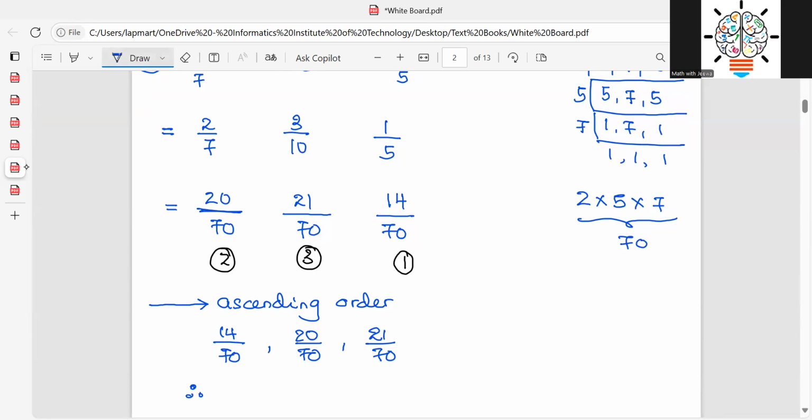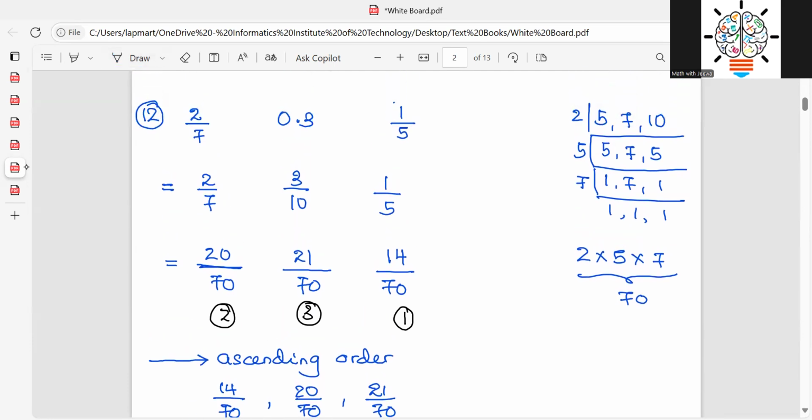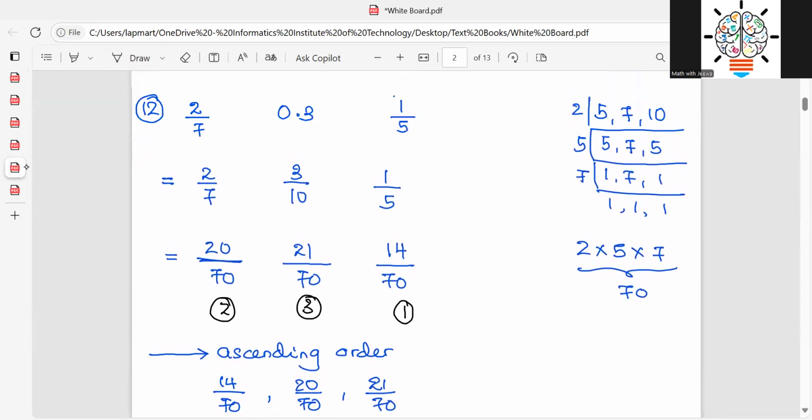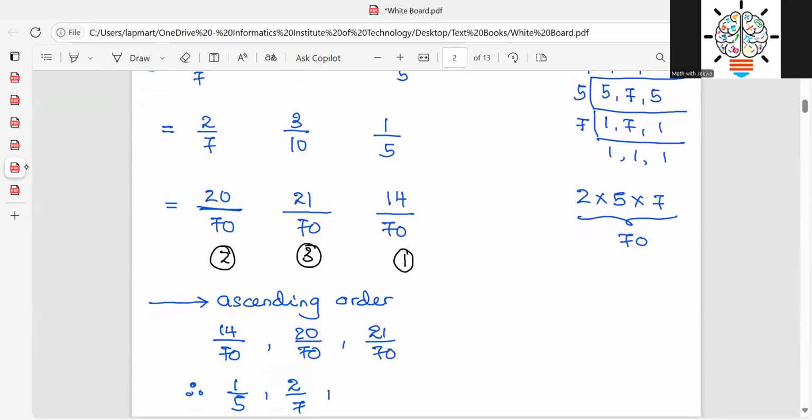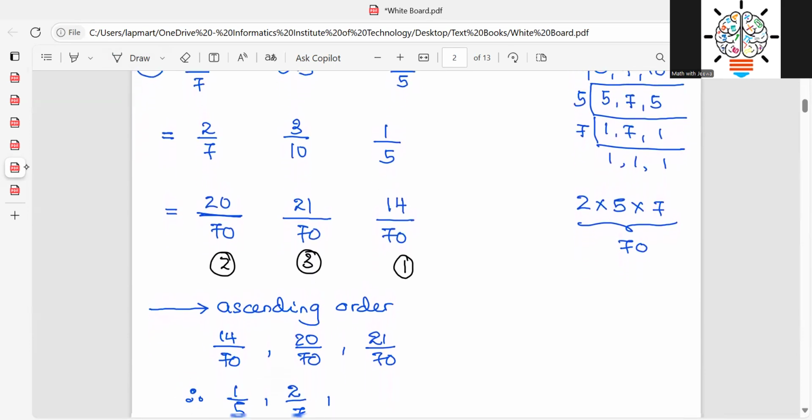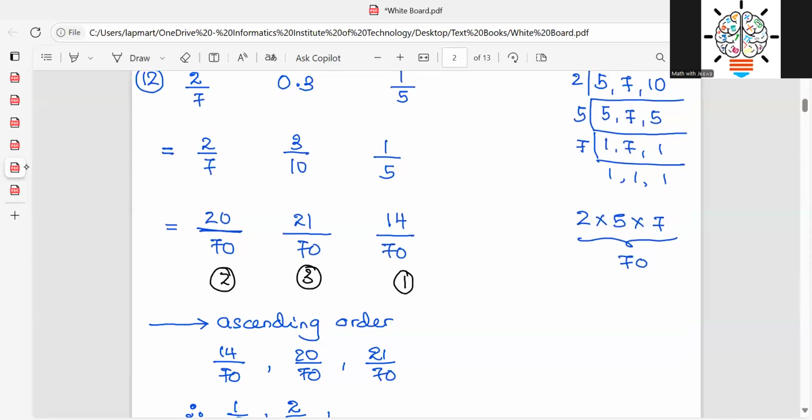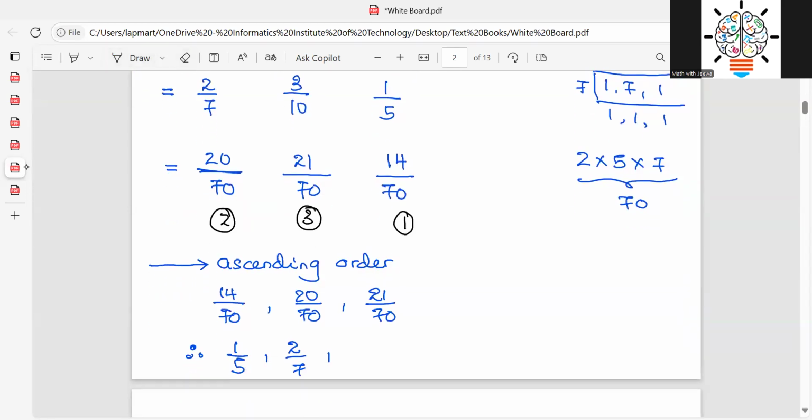Then 14 out of 70 means 1 over 5. Comma 20 out of 70 means 2 over 7. Yeah. So then the 21 out of 70, right? 21 out of 70 is, that is 0.3, right? Here we write 0.3. So this is the final answer. Okay, children. So then that is all about the homework questions.